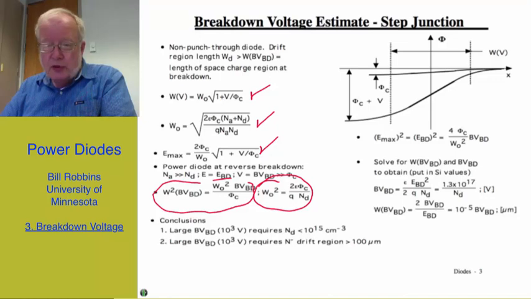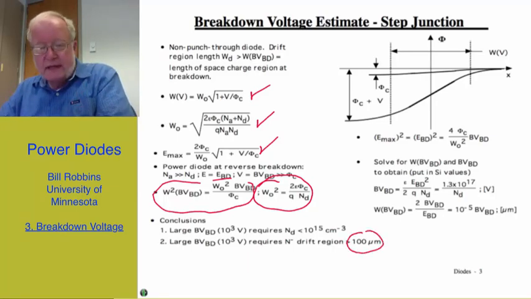The conclusion we come to from these considerations is large breakdown voltages, for example 1000 volts, will require a donor density in the epi layer of 10 to the 15th or less. And simultaneously, it requires that the length of the drift region be on the order of 100 microns. So high voltage devices are going to have relatively thick drift regions and relatively light doping densities in the drift region.